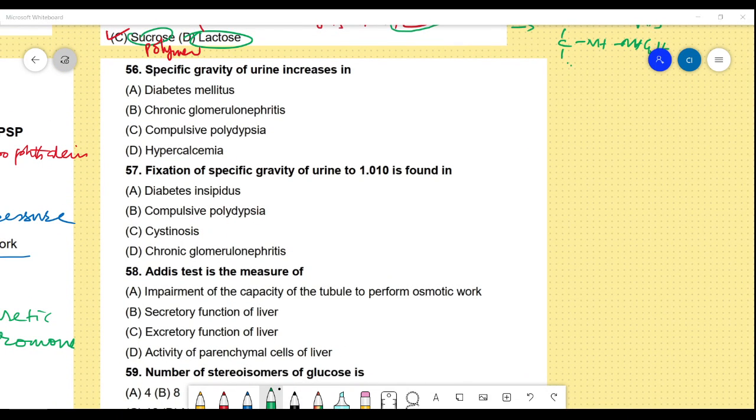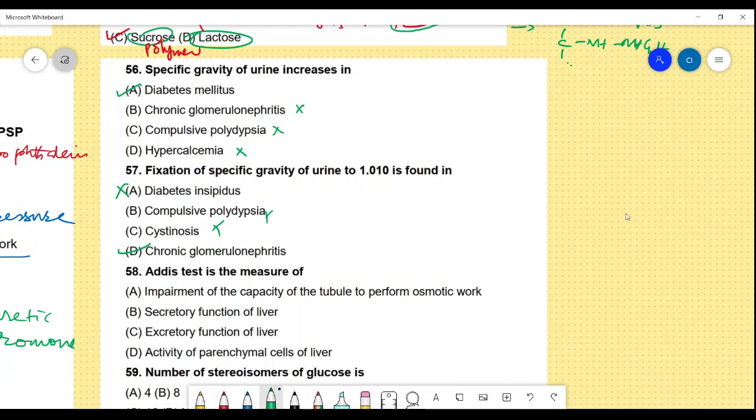So the next question is 56. Specific gravity of urine increases in, obviously, if you have more specific gravity, it is diabetes. It is not any other: chronic glomerulonephritis, compulsory polydipsia, hypercalcemia. It is about that. Okay. The next question 57: fixation of specific gravity of urine at 1.010 is found in chronic. It's not connected with diabetes, so these two are very tough terms there, and this is the right answer. We just have the information there.